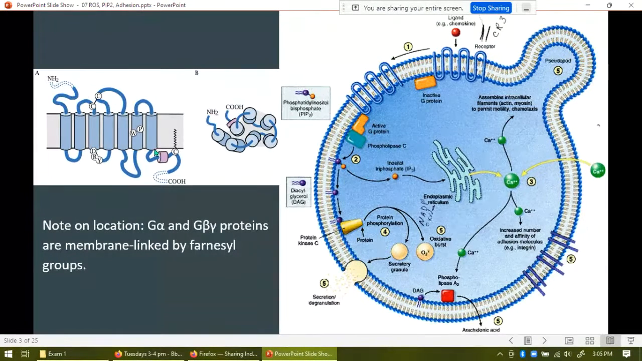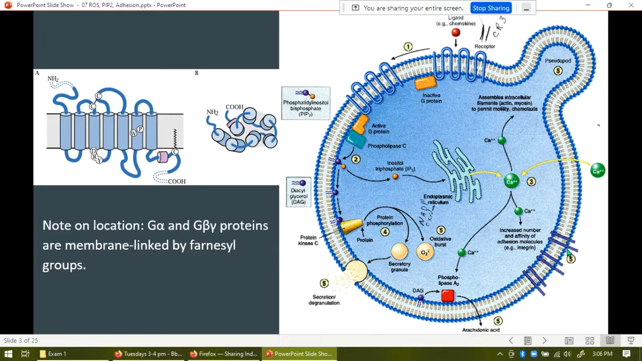So G protein coupled receptors look like this. Their N terminus is outside the cell. Their C terminus is inside the cell. And they are 7-pass transmembrane proteins. And they have this sort of structure to them. And this is a conserved structure of a G protein coupled receptor. So this is a GPCR. And G alpha and G beta gamma are linked to the membrane by farnesyl groups. And this is a post-translational modification that is done to these proteins by an enzyme in the cytoplasm.